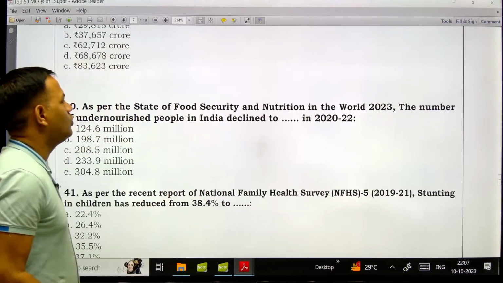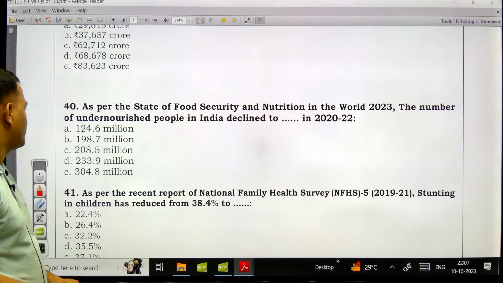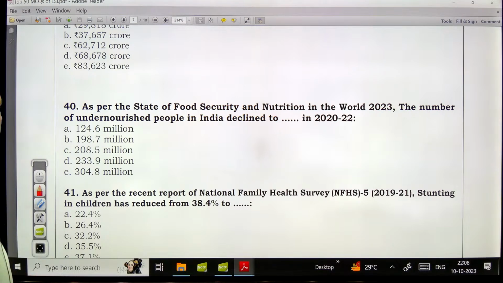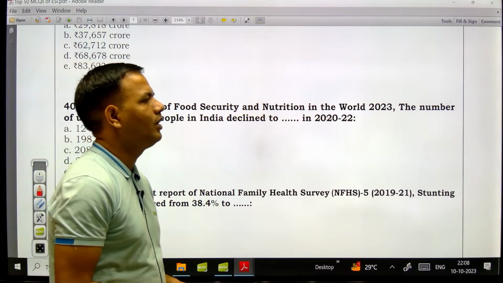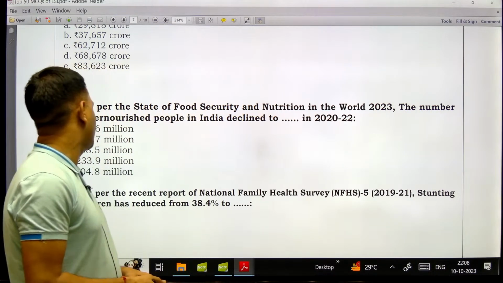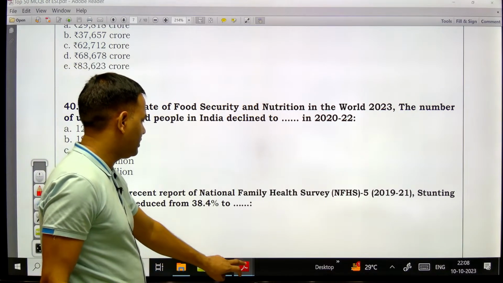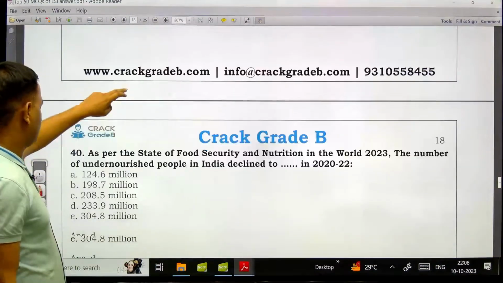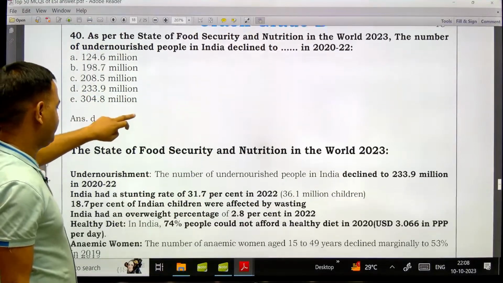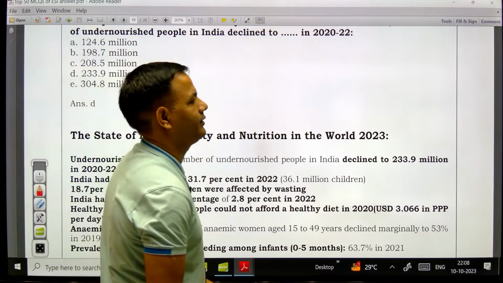As per the State of Food Security and Nutrition in the World, the number of undernourished people in India declined to... let's see the answer. It is D, declined to 233.9 million.